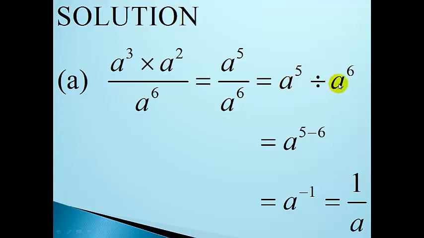Now these are variables of the same base, and the base is a, and so because the numbers are dividing, according to the second law, we subtract the exponents. So a raised to the power 5 divided by a raised to the power 6 is equal to a raised to the power 5 minus 6, and 5 minus 6 is giving us minus 1. This means that a raised to the power 5 minus 6 is equal to a raised to the power minus 1, and a raised to the power minus 1 is equal to the reciprocal of the number, that is 1 over the number.